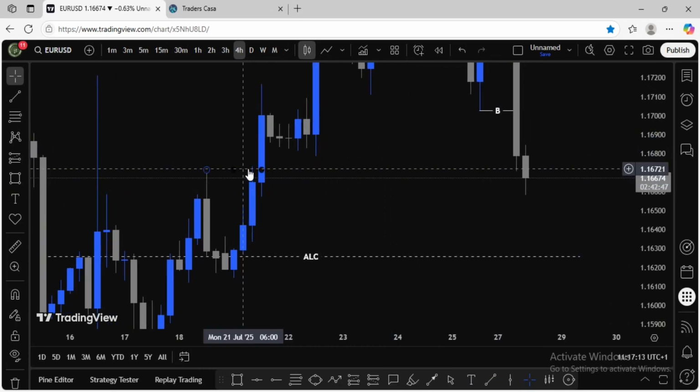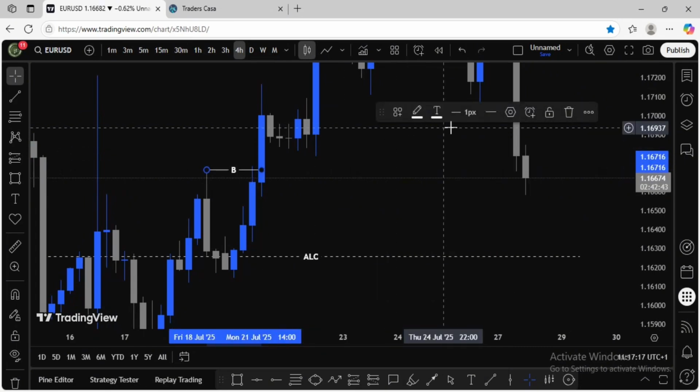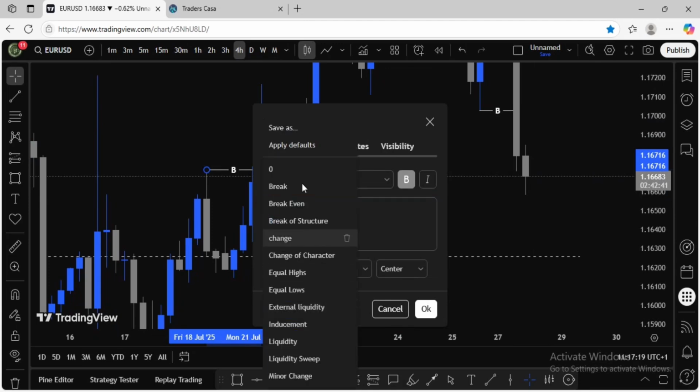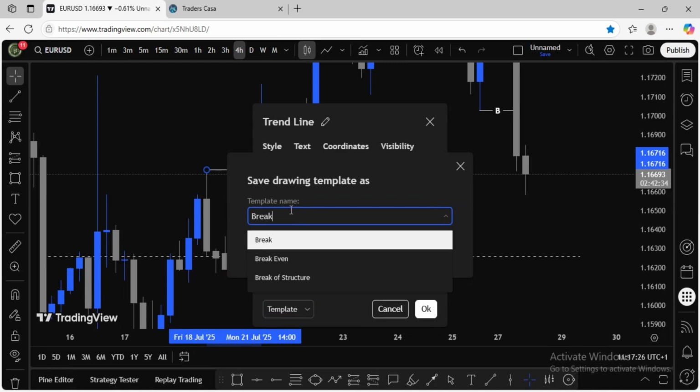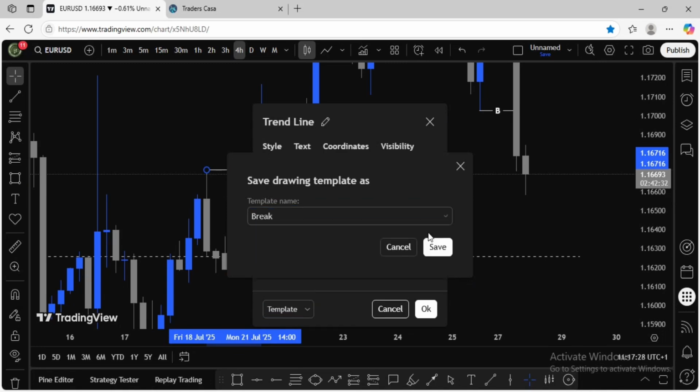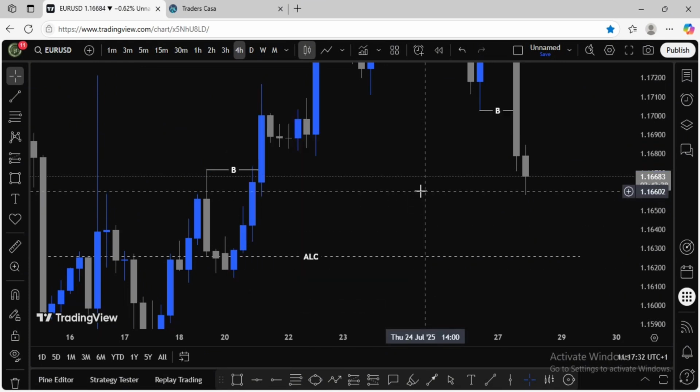I need to change it to. You know what? Let me just change the templates completely so that you don't stress me again. Break. No, I need to change the keyboard. Break. Yep. And save it. Replace. Okay.